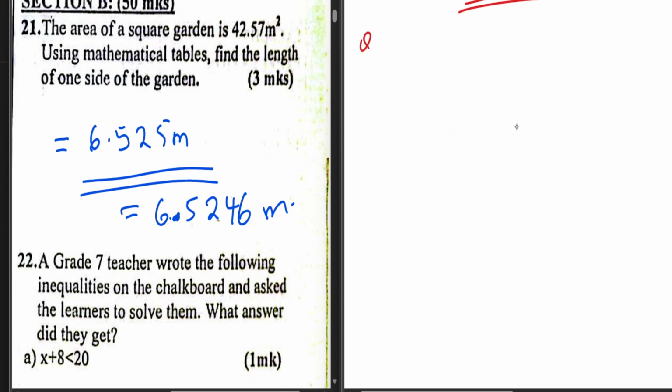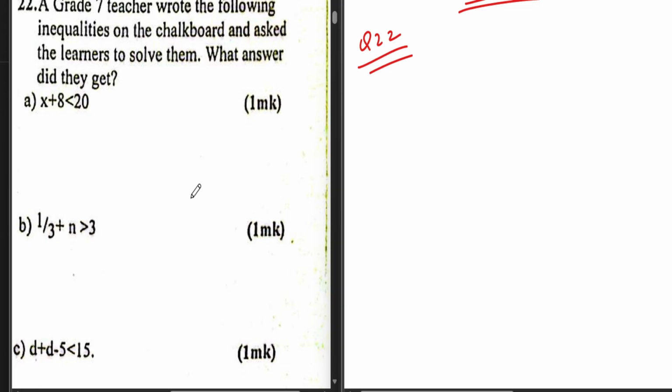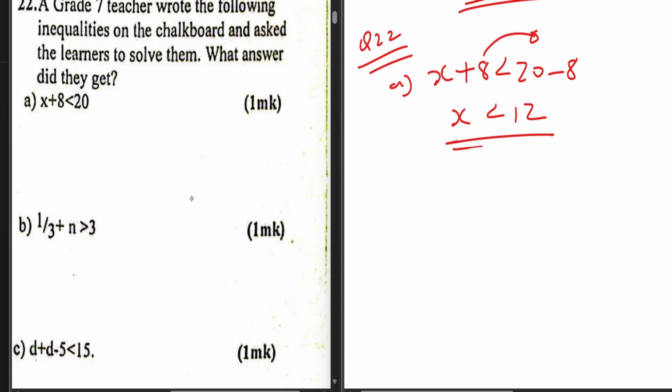Okay, question 22. A grade 7 teacher wrote the following inequalities on the chalkboard and asked the learners to solve them. What answer did they get? So x plus 8 less than 20. Put the 8 to the other side, giving you minus 8. That's question A. So x is going to be less than 12. So the inequality doesn't change unless you are dividing by a negative number on both sides, or you are multiplying by a negative number on both sides.